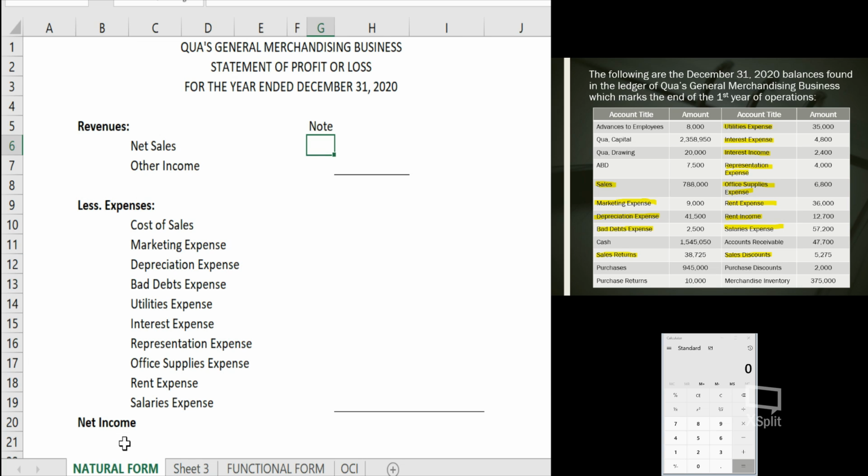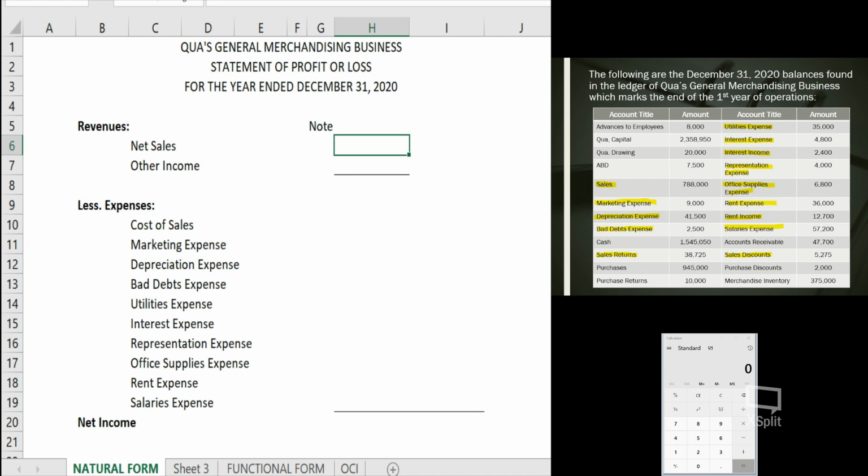Okay? So, kung babalik tayo dito guys, sa natural form, sa pinaka-statement of profit or loss natin, ano ba yung bottom line item natin? That should be net income. So, by the time we determine the amount of net income, kailangan din natin siyang i-double rule. Okay? So, sige, balik muna tayo. Magkano nga ulit yun?